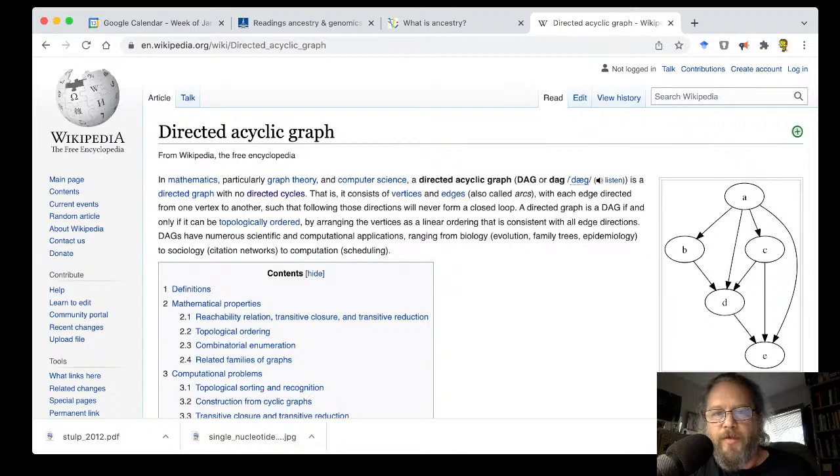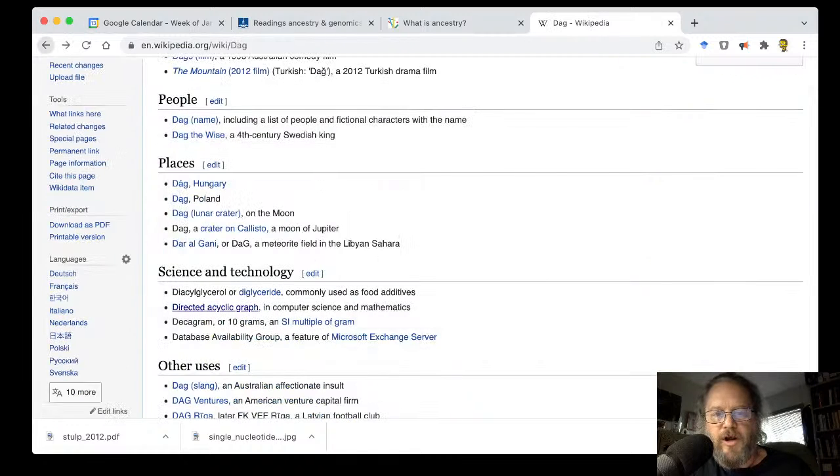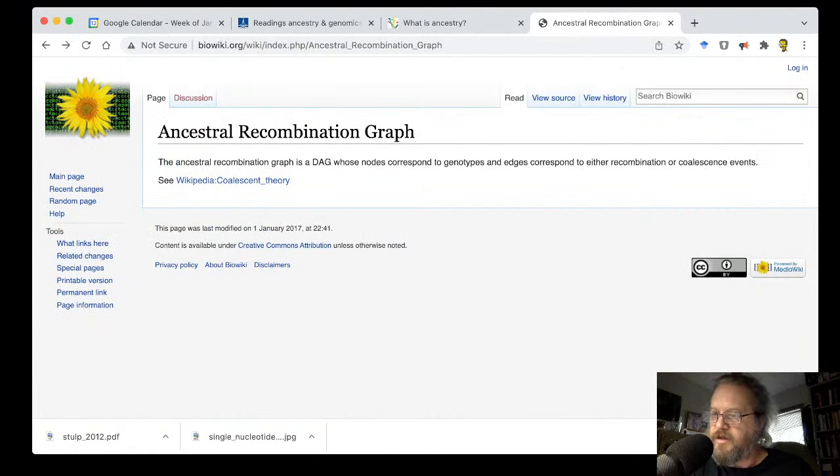And so that's all that meant when we come back to this, when we're talking about an ancestral recombination graph. It's a graph in which you have nodes, which would be individuals. And individuals then connect forward to their own children and backward to their own parents. And so that's where the acyclic part comes from. There's no cycle, but the arrows are the directed part. Okay.